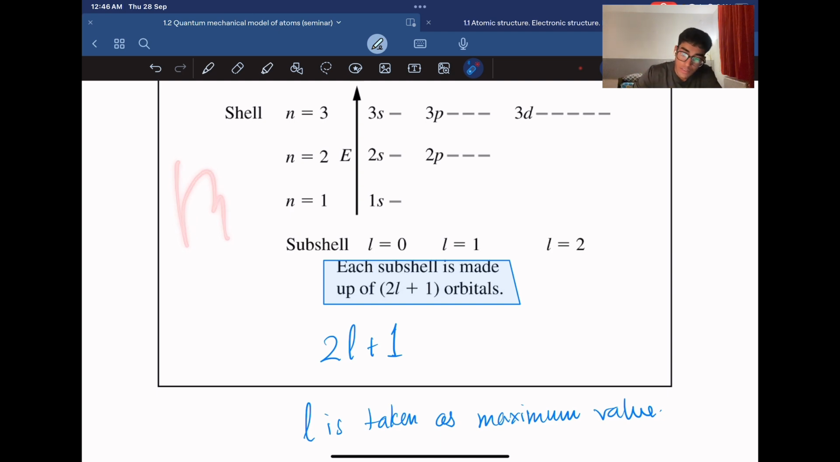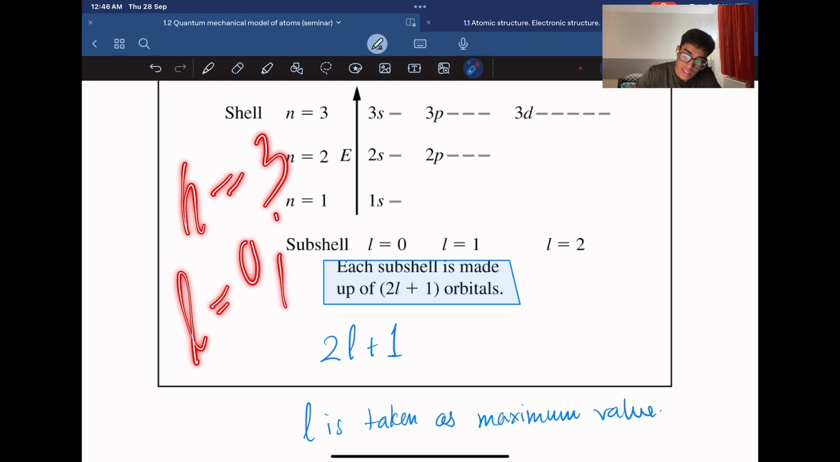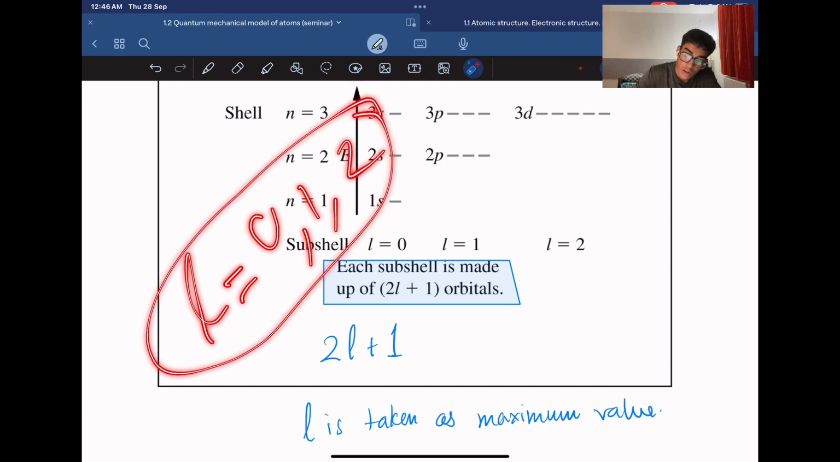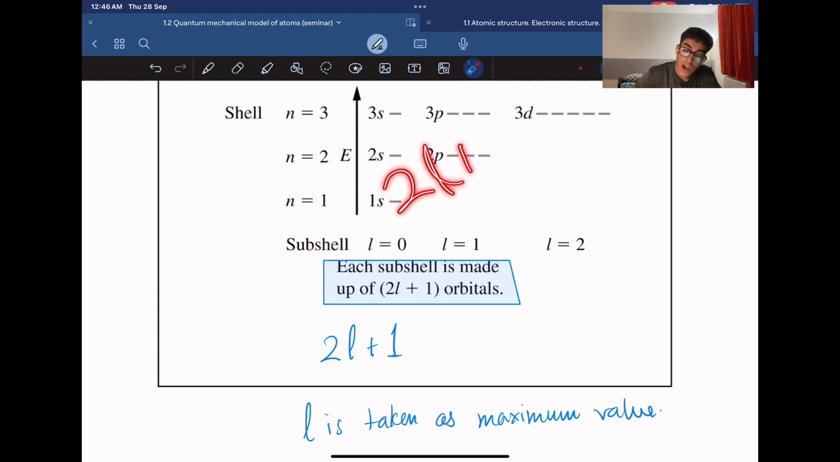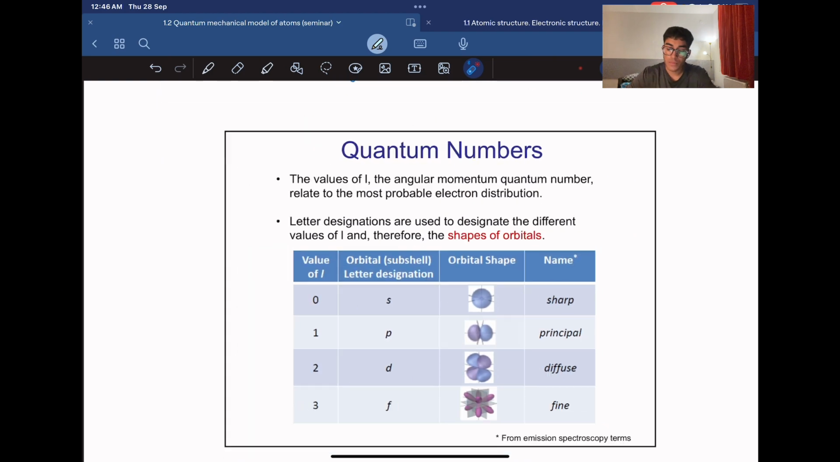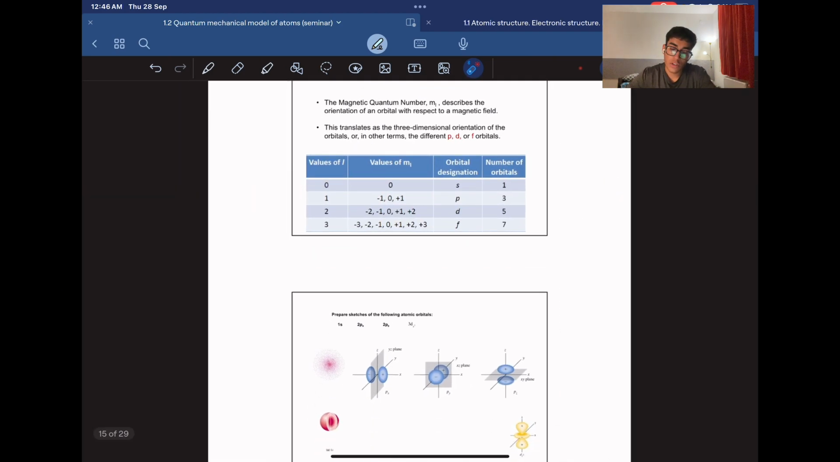So basically, if n for me right now is 3, my L's can be 0, 1 or 2, because L goes from 0 to n minus 1. If I want to know the maximum number of orbitals present in n equals 3, I just need to do 2L plus 1. The maximum value of L was 2. So 2 into 2 plus 1, that's 5. Boom.